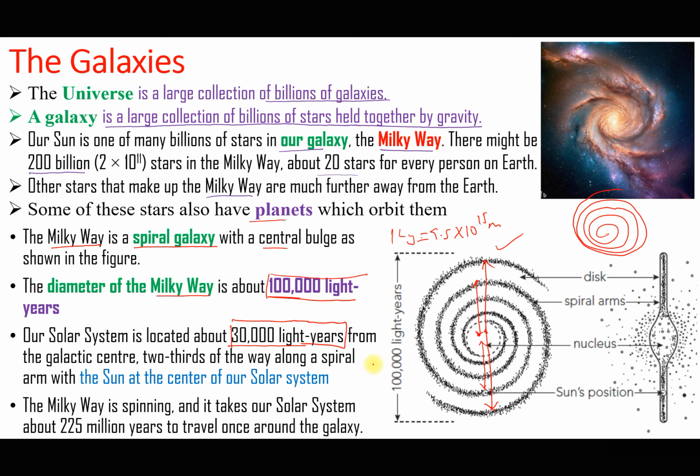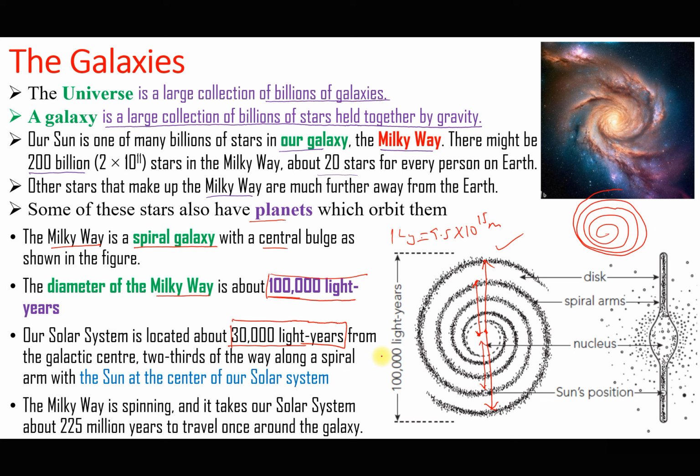The Milky Way is spinning, and it takes our solar system about 225 million years to travel once around the galaxy. So the Milky Way, the home of our solar system, is actually not in one place. It is spinning, and it takes our solar system 225 million years to travel once around the galaxy. So that is our galaxy.